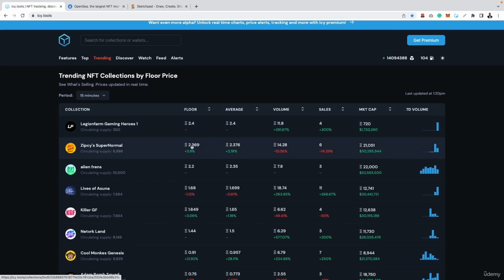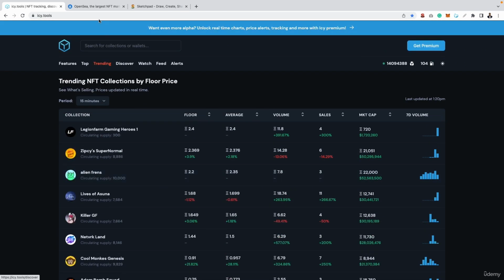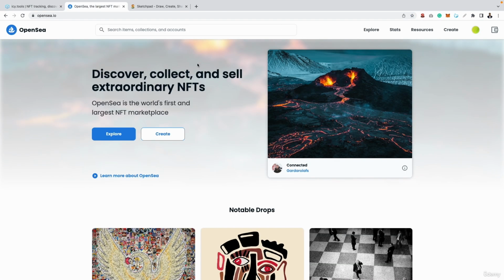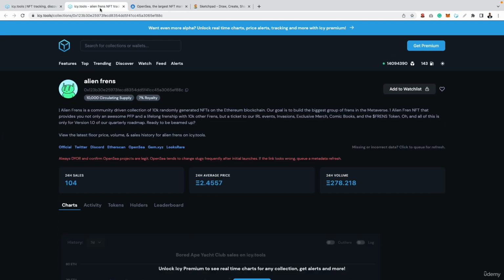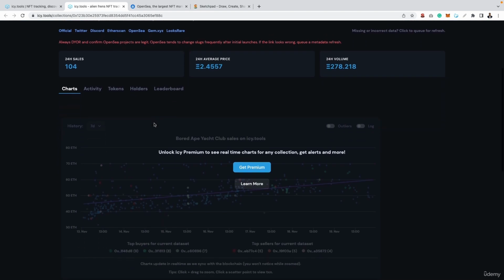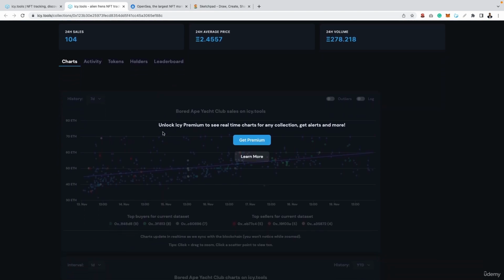So we can see this analysis for loads and loads of projects, instead of going on to OpenSea and opening them one by one and analyzing what is going on. IT Tools pulls all of that information into one dashboard for you. If you want to get serious about trading NFTs, then I highly recommend you go for the premium version. If I open one of these right now, such as Alien Friends, yes, I can see the high-level data, but when I go into that tab, you can see I can't actually see any of the charting software.